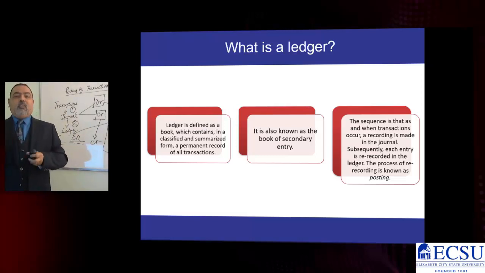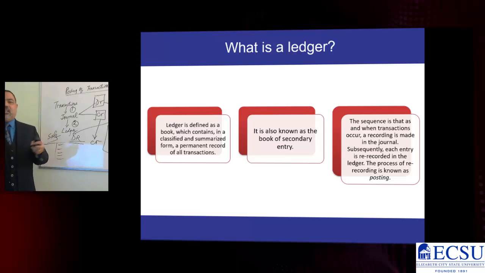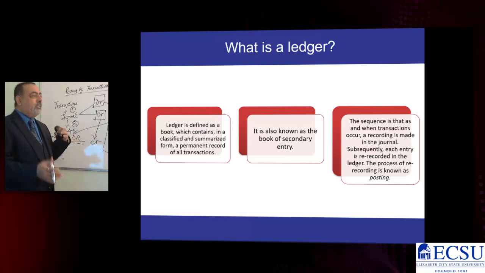It is also known as the book of secondary entry, simply because the first, the prime entry, is the journal and the second entry is the ledger. That is why we also call it a secondary entry. And the sequence is that as and when transactions occur, recording is made in the journal as they occur.